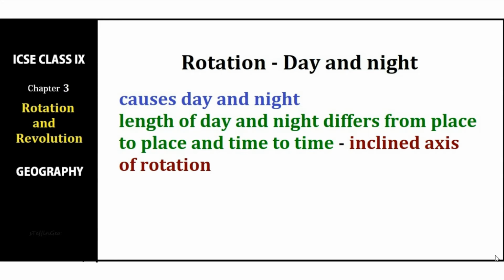Now, rotation causes day and night. When one side is experiencing day, the other side is experiencing night. And not only that, because of the rotation of the Earth on an inclined axis, different places experience different durations of day and night. So the length of the day and night differs from place to place and time to time because of the rotation of the Earth on an inclined axis.